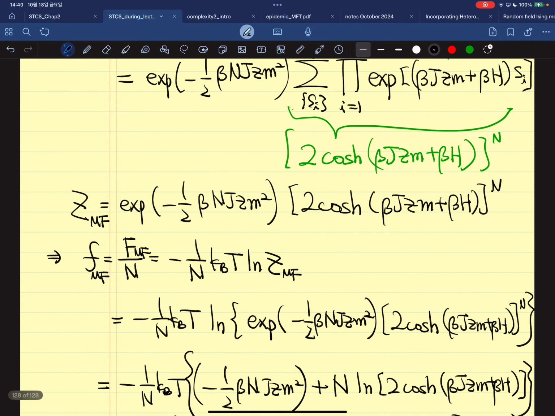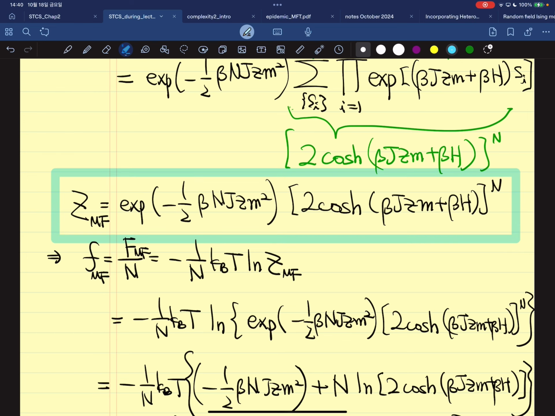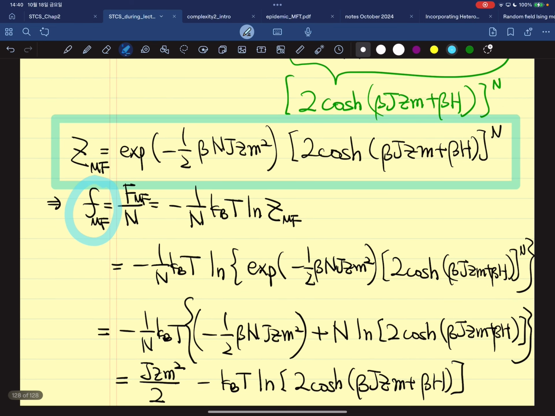So the partition function is this. The mean field partition function is this. And the mean field free energy density is this. So in principle, we can calculate everything.